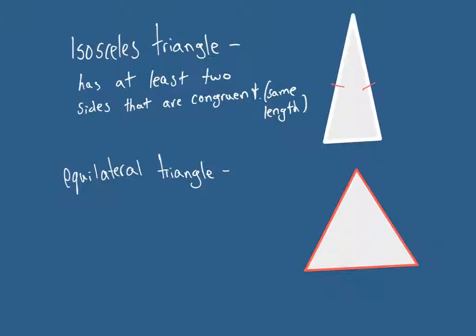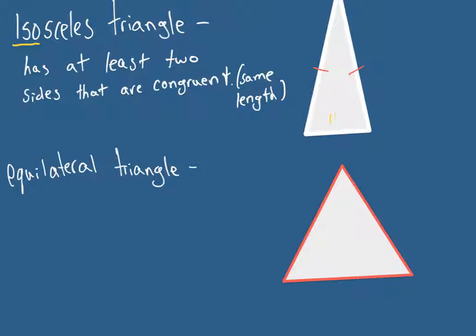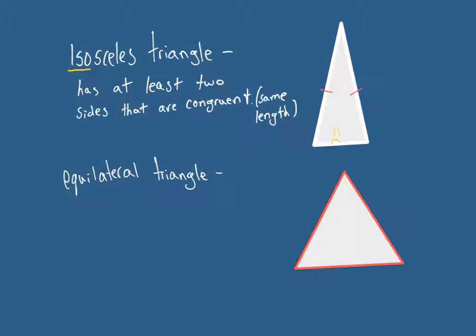How I remember that is it starts with ISO, right? And another word that starts with ISO is isolated. So if you're isolated, there's one poor side over here, this side right here. He's sad because he doesn't have a friend to be with. So if there's a side that's isolated because he's not the same size, then it's an isosceles triangle.